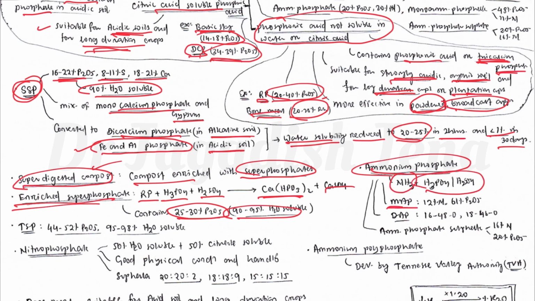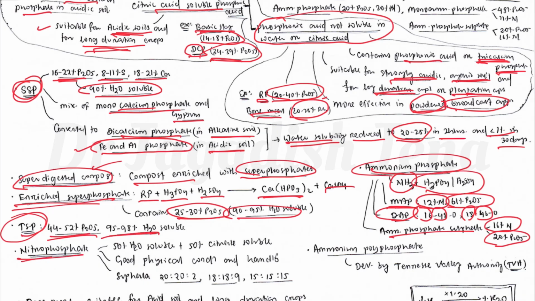Monoammonium phosphate contains 12% nitrogen, 61% P2O5. Diammonium phosphate, DAP, has 16% nitrogen, 48% P2O5, or 18% nitrogen, 46% P2O5. Then ammonium phosphate sulfate contains 16% nitrogen, 20% P2O5. Then triple superphosphate contains 44 to 52% P2O5, 95 to 98% water soluble. Then nitrophosphate contains 50% water soluble and 50% citric acid soluble phosphatic fertilizer.